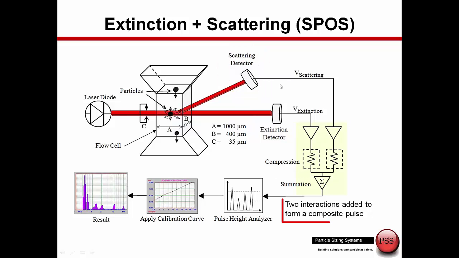We take these two detectors, compress and sum these two different pulses into a single summation pulse. And then that's what's fed into the pulse height analyzer, and with an extended calibration curve, we again, one at a time, build up the results based on the interaction of the particles with that light as single particles pass through the light source. You see here the basic dimensions of the flow cell and of the laser beam. So this is the basic principle of the sensor that is used inside the AccuSizer APS system.